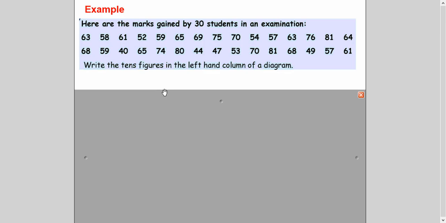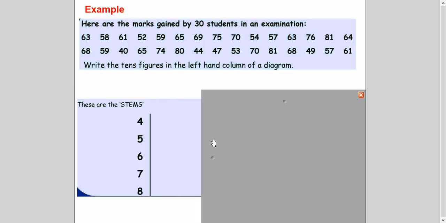These are marks of the students in the examination. Again, they are 2-digit data, right? And if I look for the smallest value here, is it 40? Seems 40, we will see, and the largest value seems to be 81, in the 80s, right? So after deciding your smallest and largest values, you write the values in the stem. So from here, I'm starting with 4, 5, 6, 7, 8. I don't have any value in the 90s.